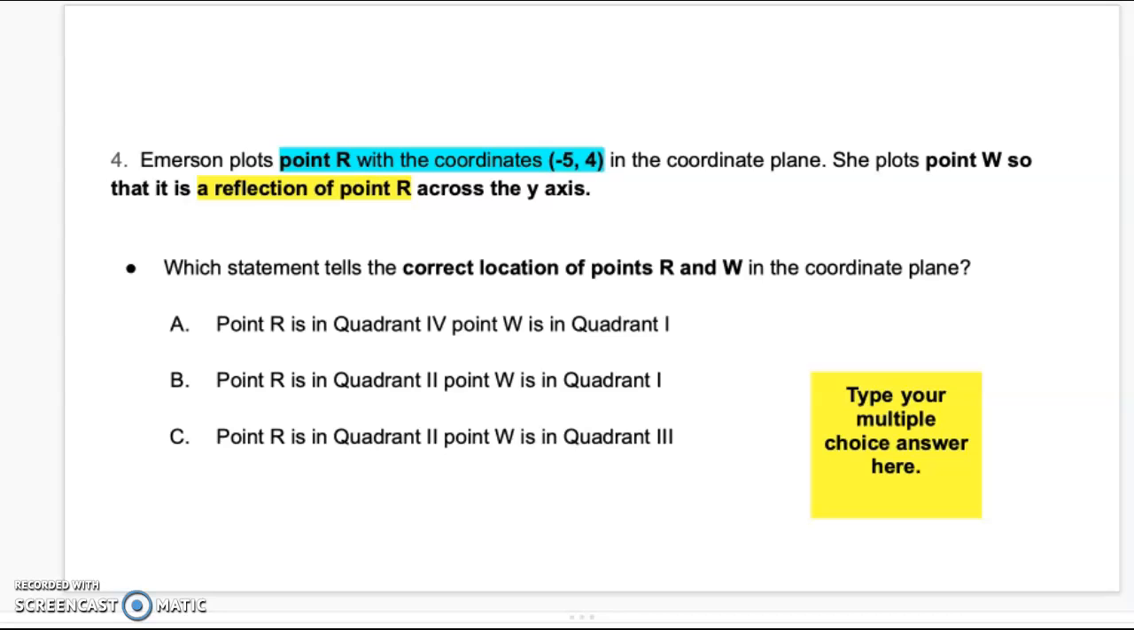A. Point R is in quadrant 4, point W is in quadrant 1. Letter B. Point R is in quadrant 2, point W is in quadrant 1. Or letter C. Point R is in quadrant 2, point W is in quadrant 3. I would strongly recommend drawing this on a coordinate plane to visually see what quadrant each point is located in. Once you have decided on your answer, type the letter in the yellow box to the right over here.